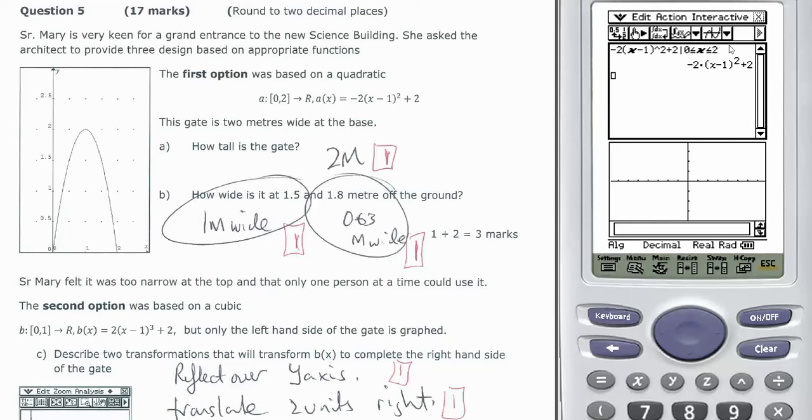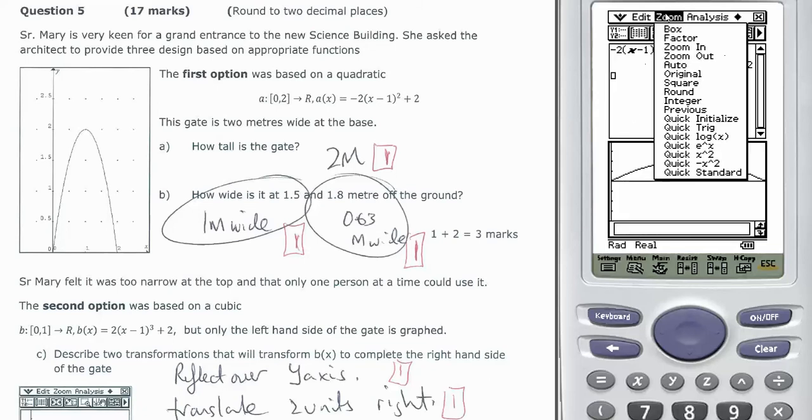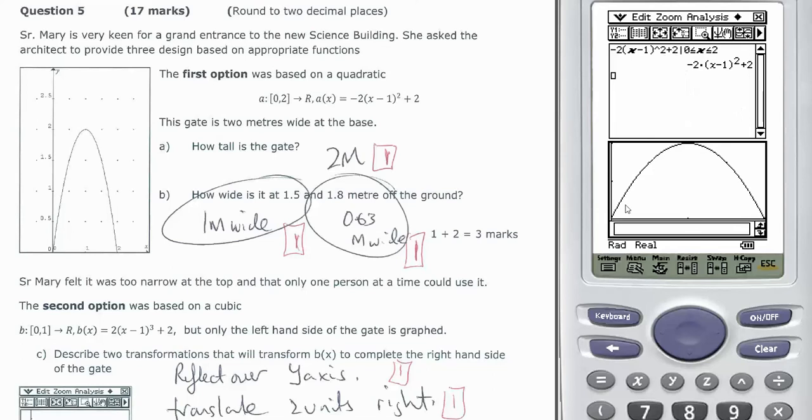And there it is. I've defined it as being this, and I've put in the restricted domain. So when I drag and drop, it only draws for the restricted domain. So I might change this from 0 to 2. Okay, zoom auto. We'll just draw it exactly as it is, and I'm looking for analysis, G solve, maximum, and of course the maximum is 2 meters.